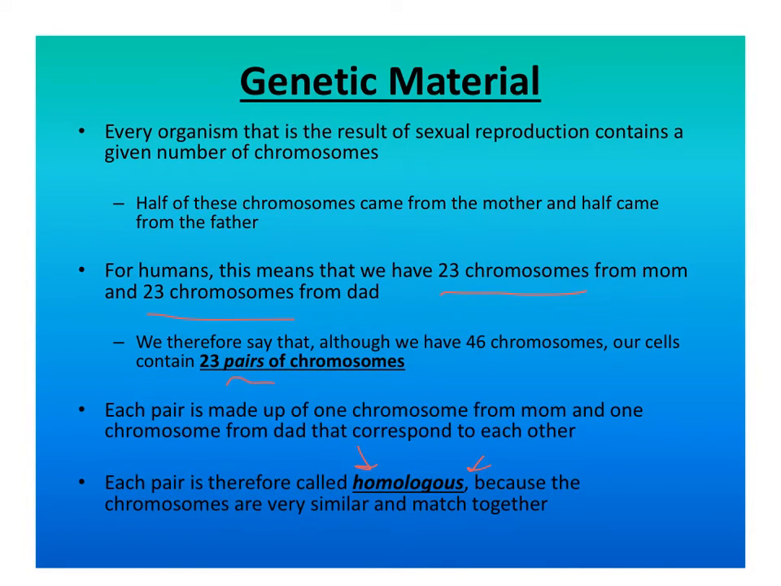We call them that because they're really similar to each other, and they match together. So again, notice here's this prefix, right? Homo meaning same. So homologous pairs of chromosomes are chromosomes that are almost the same as each other.